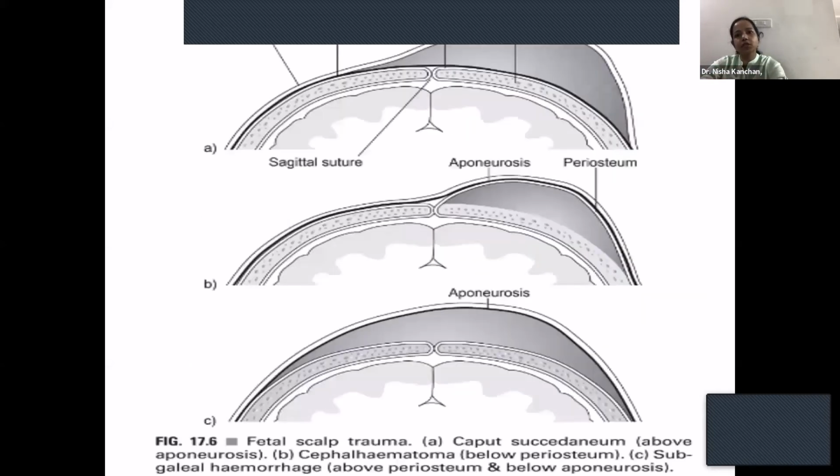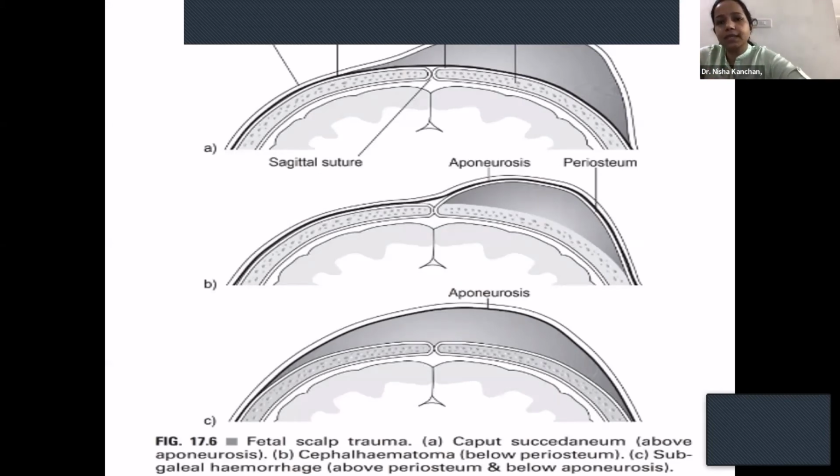So the first picture is showing you a caput succedaneum, which is nothing but the swelling in the layers of the scalp. Now the dark black line is the aponeurosis. So picture C is subaponeurotic hemorrhage, which is much more dangerous and does not confine to the middle, it crosses the midline. About 250 ml of blood can collect in that space, and the baby can die. So C is very dangerous, which is below the black line, subaponeurotic.